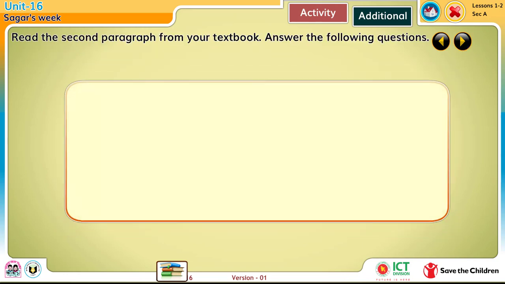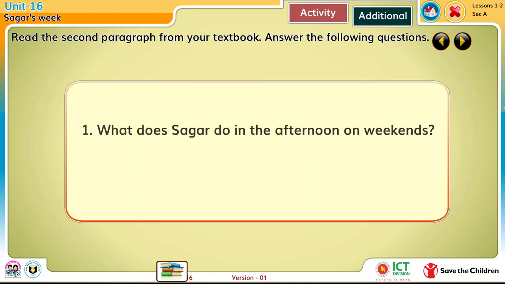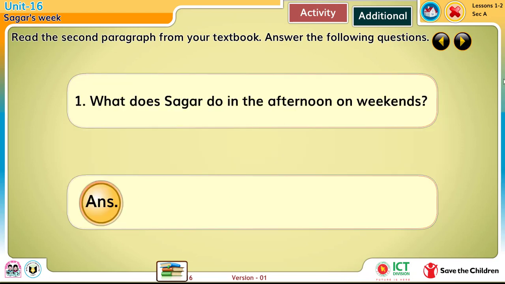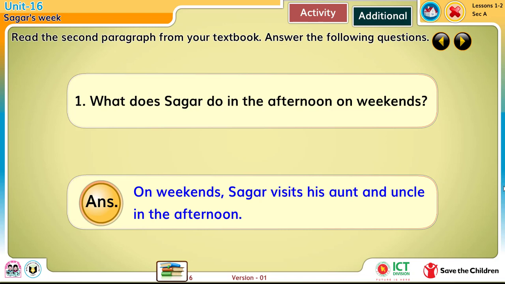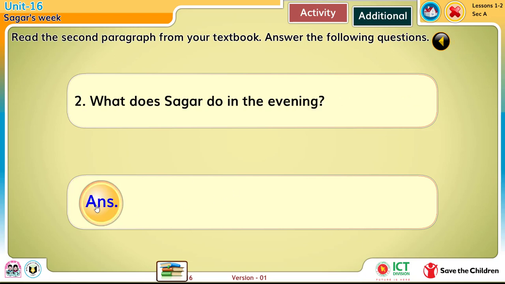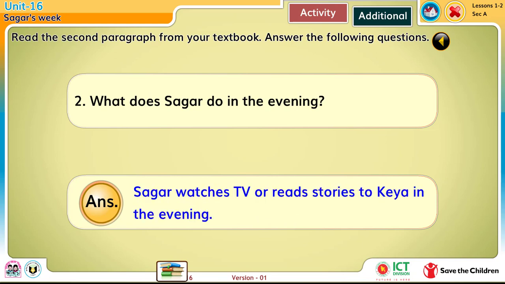Read the second paragraph from your textbook. Answer the following questions. 1. What does Sagar do in the afternoon on weekends? On weekends, Sagar visits his aunt and uncle in the afternoon. 2. What does Sagar do in the evening? Sagar watches TV or reads stories to Kea in the evening.